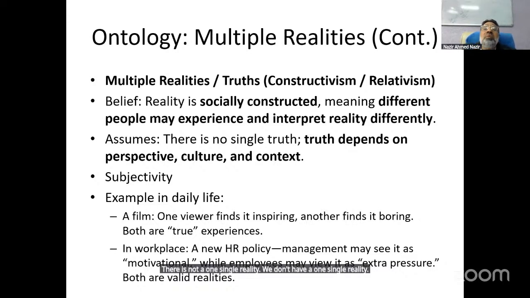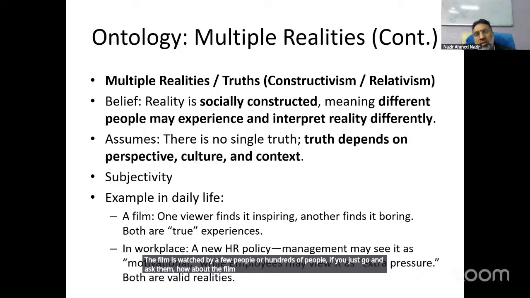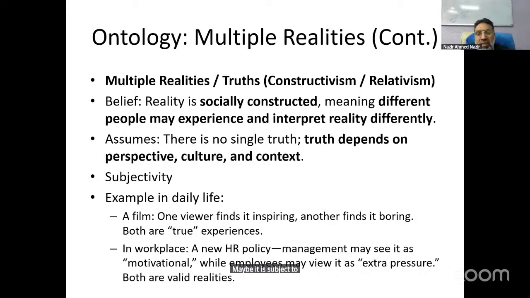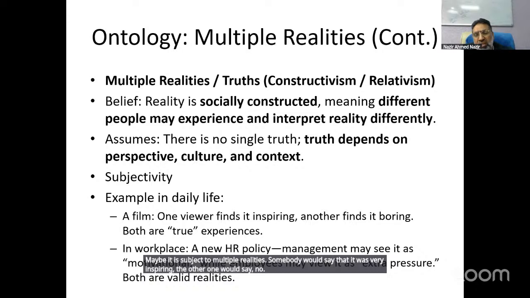We have multiple realities. For example, a film is watched by a few people or hundreds of people. If you go and ask them, how was the film, there could be different kinds of interpretations, because watching a film is subject to multiple realities. Somebody would say it was very inspiring, others would say it was not inspiring, it was very boring. But both people have got perspectives, and they have the right perspective, the way they feel about it.